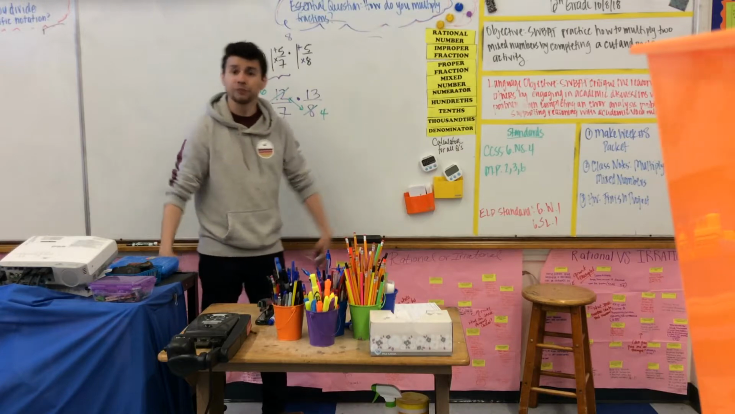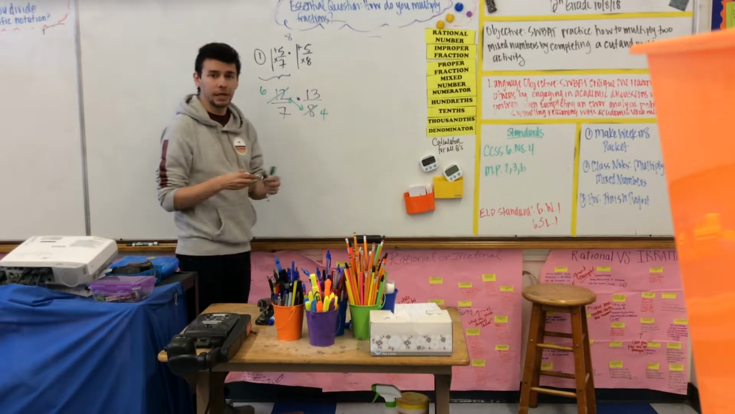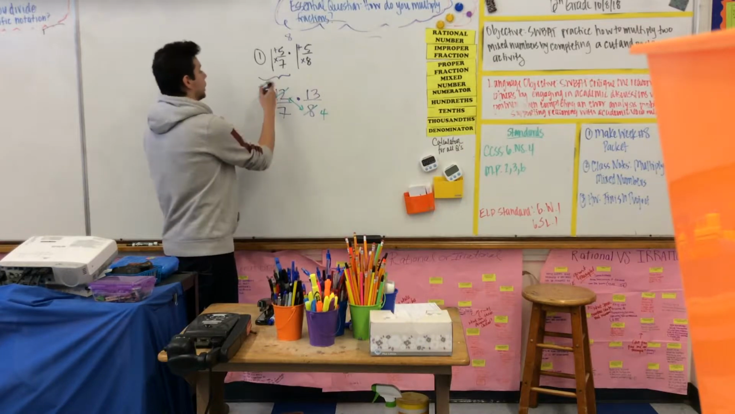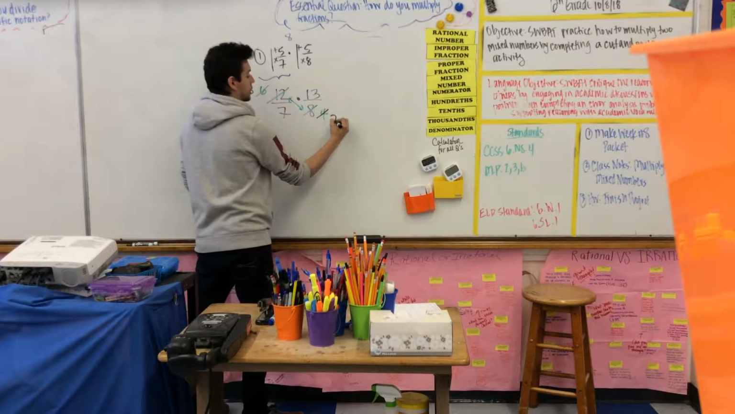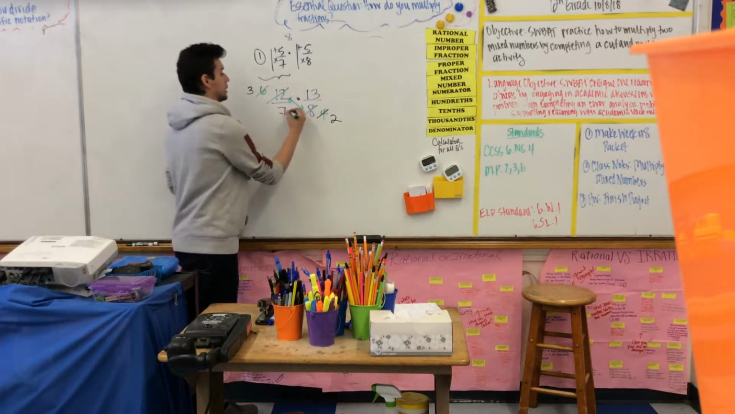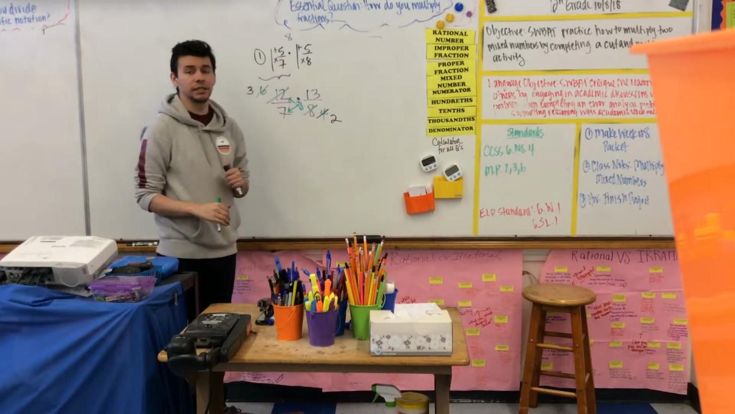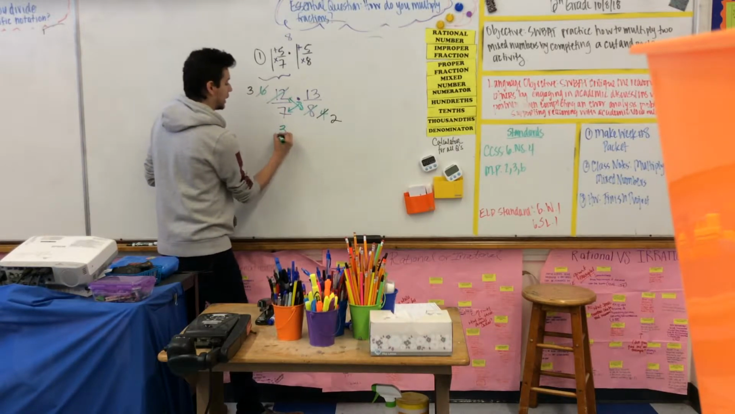Then I stop myself and ask again. Is there a number that could go into 6 and 4? Yeah, 2 could go into it. 6 divided by 2 is 3. 4 divided by 2 is 2. There it is. Now I look across. Is there a number that could go into 7 and 13? No. So that's it. Let me recopy this, make it look nicer.